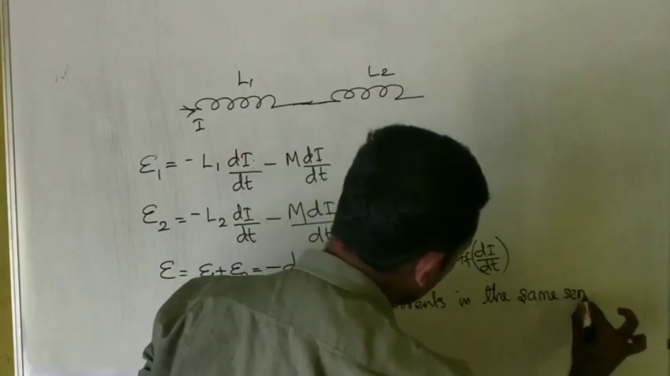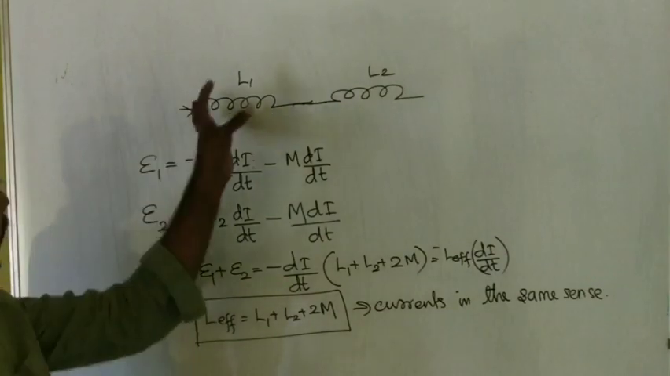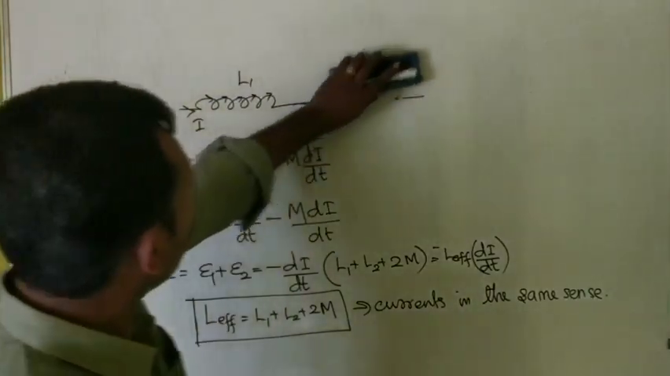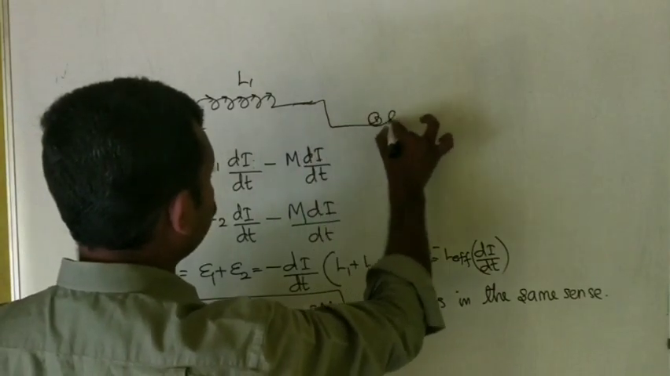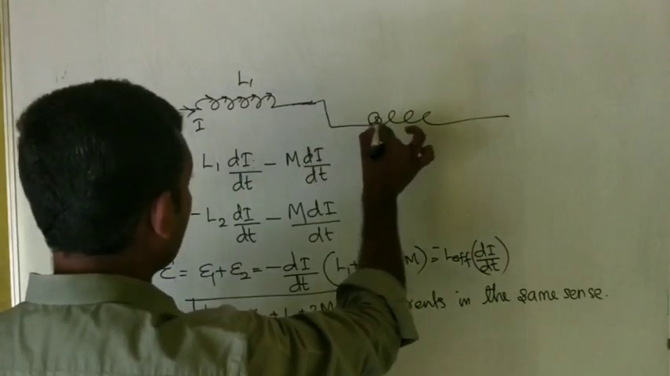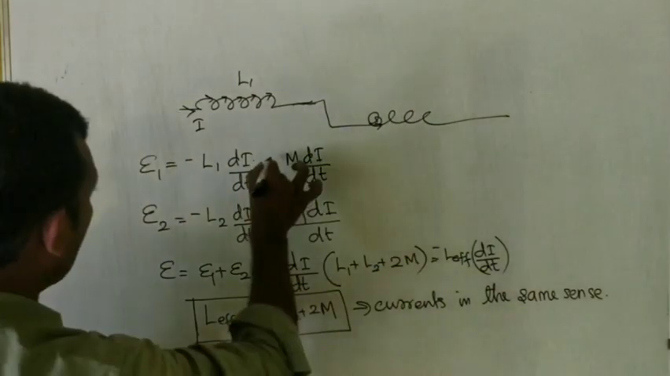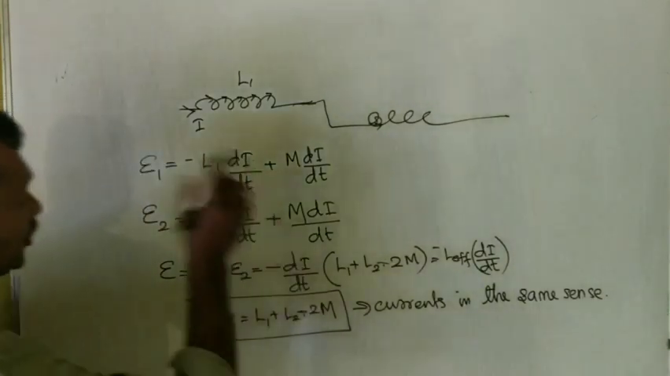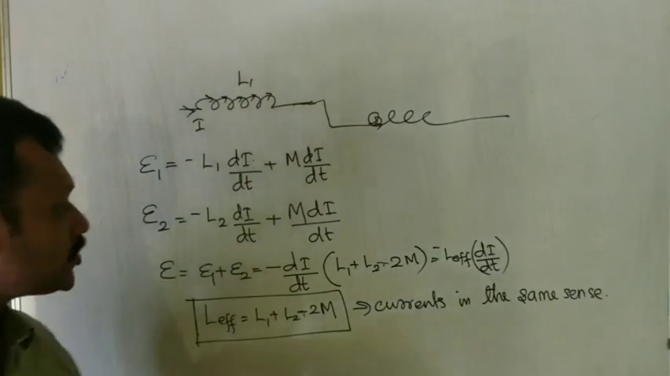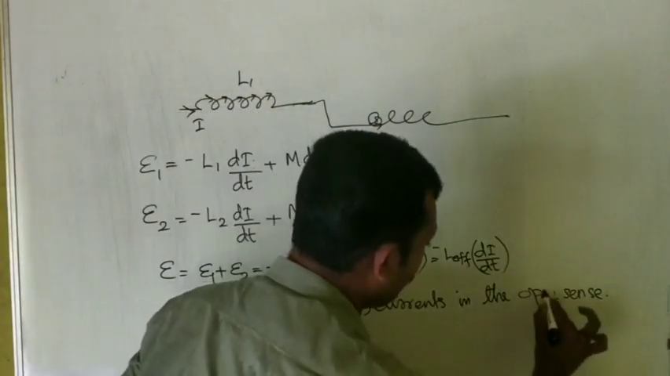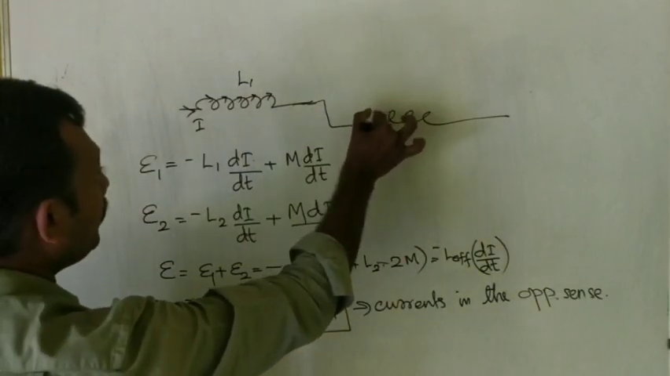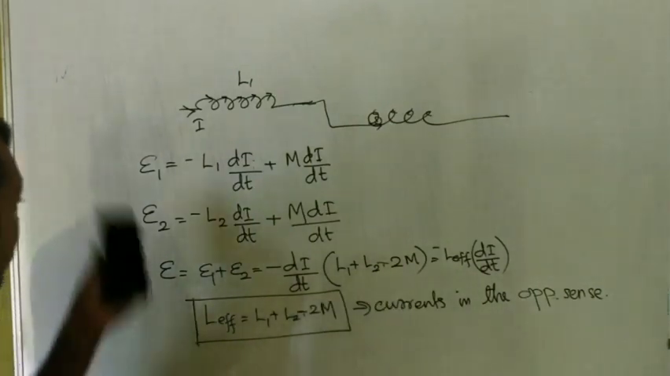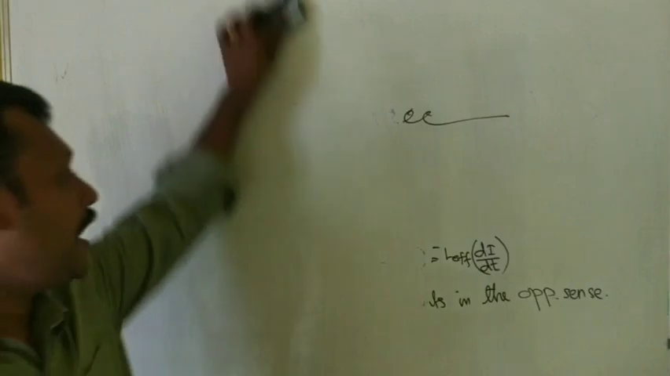Now tell me, what is your answer if the coils carry current in the opposite sense? Say one coil has the current like this, and the other coil has the current in the opposite sense. Here it is going in, and here it will be coming out of the coil. In this case the term becomes minus 2M. So the effective inductance is L1 plus L2 minus 2M, because the currents are in the opposite sense. This is the effective inductance when the coils carry currents in the opposite sense.